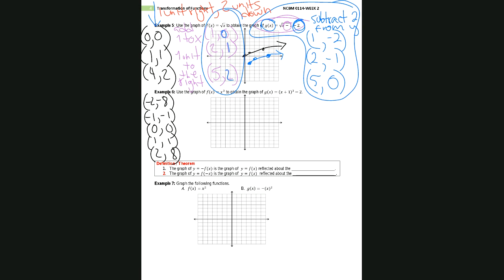So again, we have 2 transformations first. Let's deal with this horizontal one. So we have a +1. In reality, that means 1 unit left. So what we need to do is subtract 1 from every x. So our new points will be -3, -8, -2, -1, -1, 0.